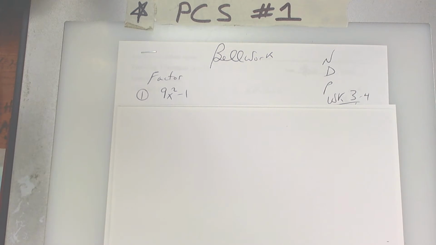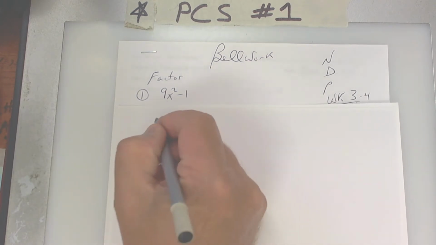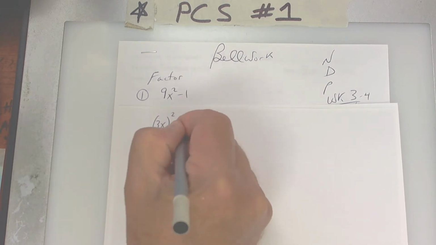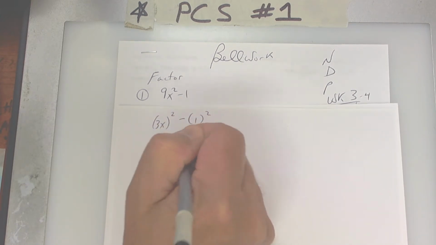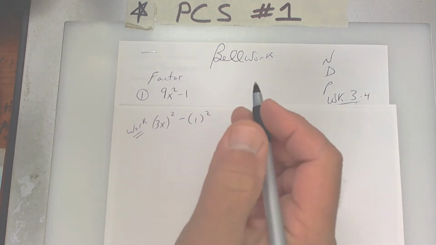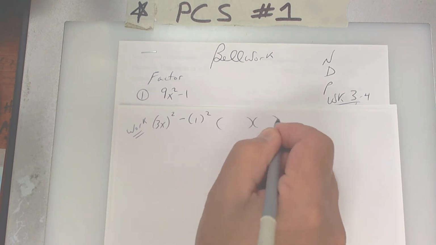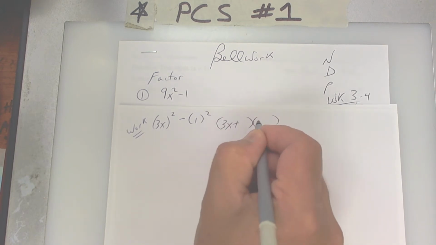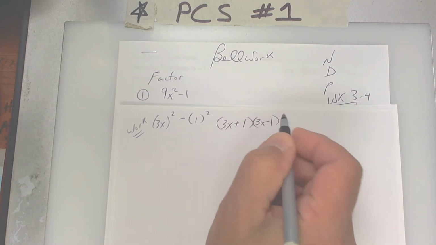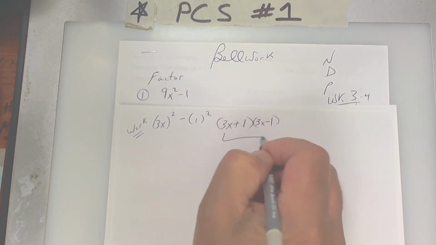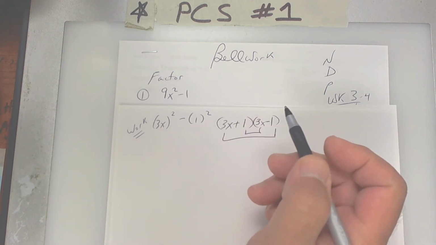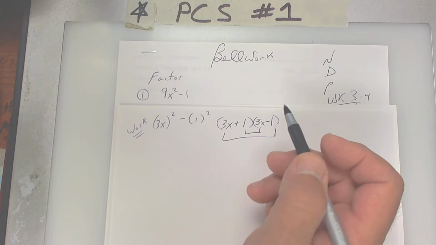This one right here is a perfect, or a difference of two squares. This is going to be 3x squared. 3 times 3 is 9. And this is going to be 1 times 1. So I want to see this. This is called work, and I want to see that. So your answer is going to be 3x plus and 3x minus, and it's a 1. Okay? And again, the outer and the inner cancel out, leaving you with a binomial rather than a trinomial.